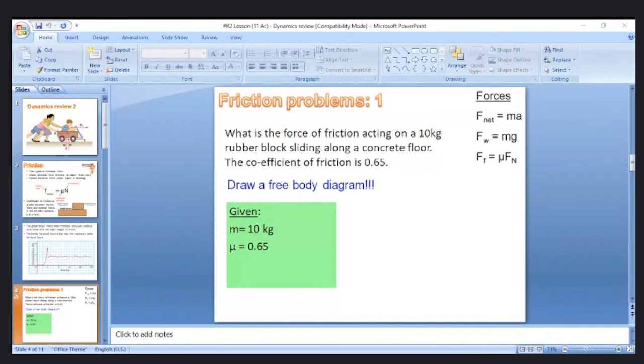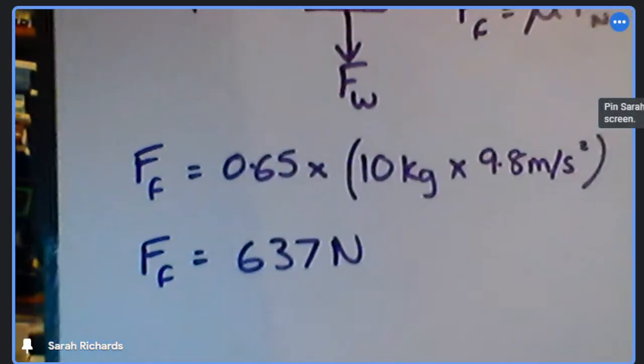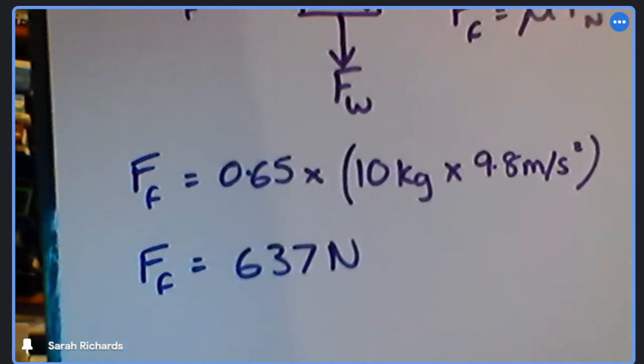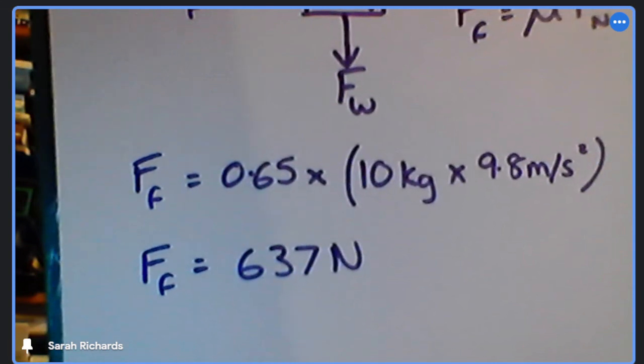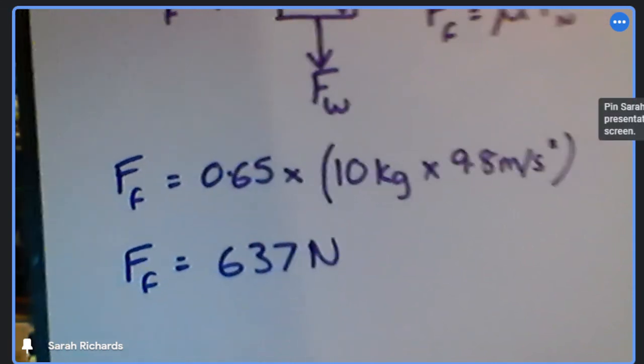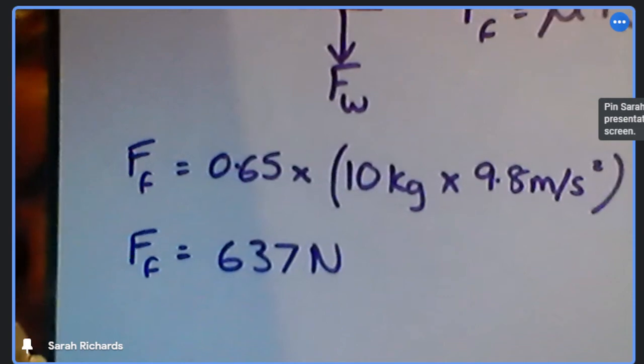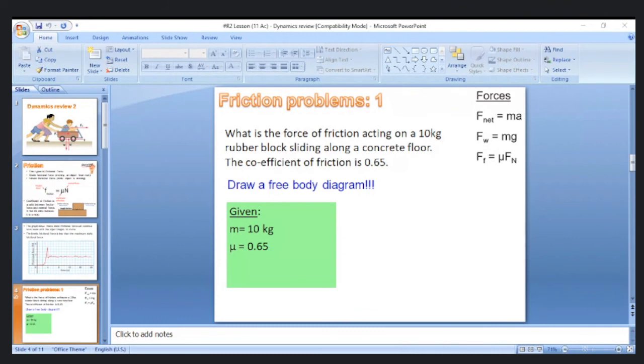So if I work that through, just put that into my calculator, then I should end up with that answer. Okay, so that's an example for that first question.